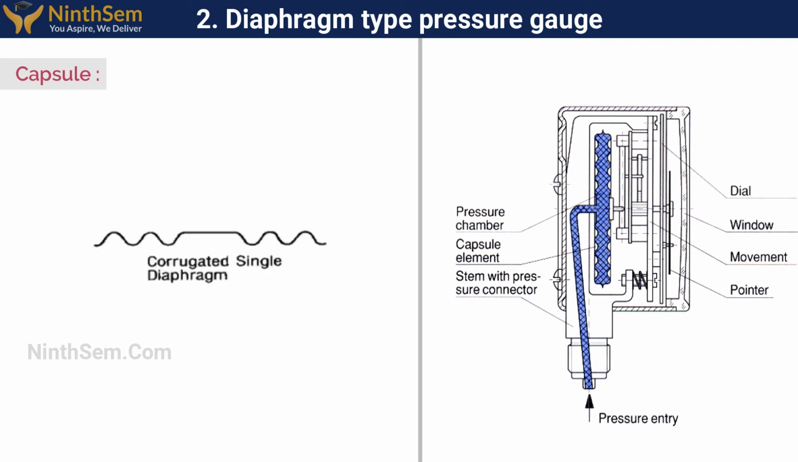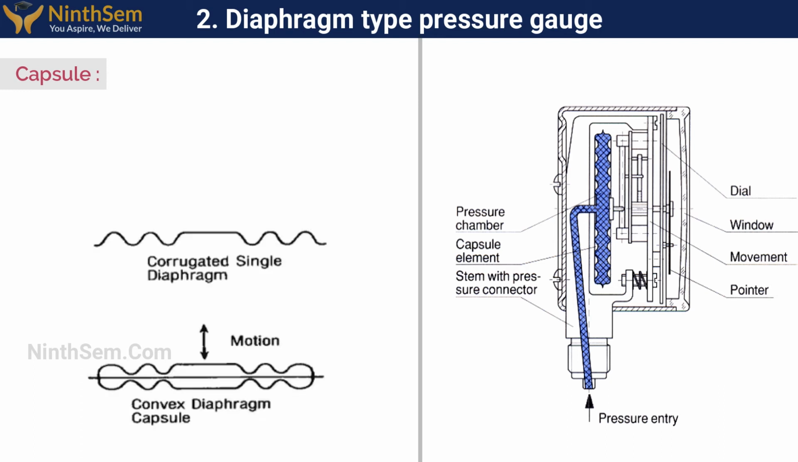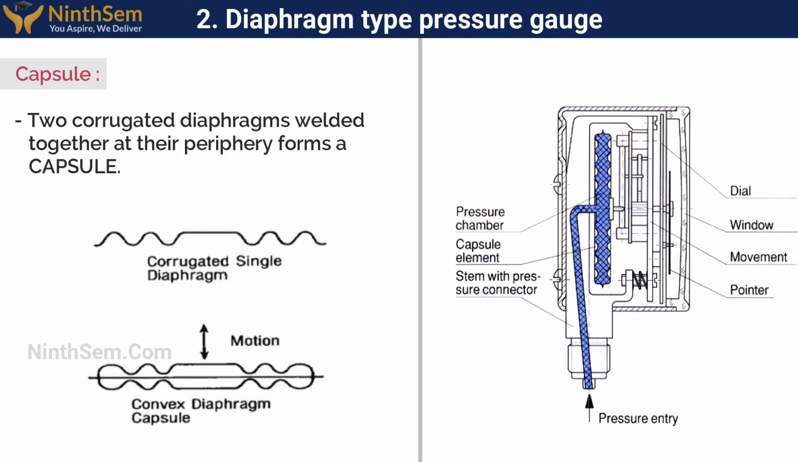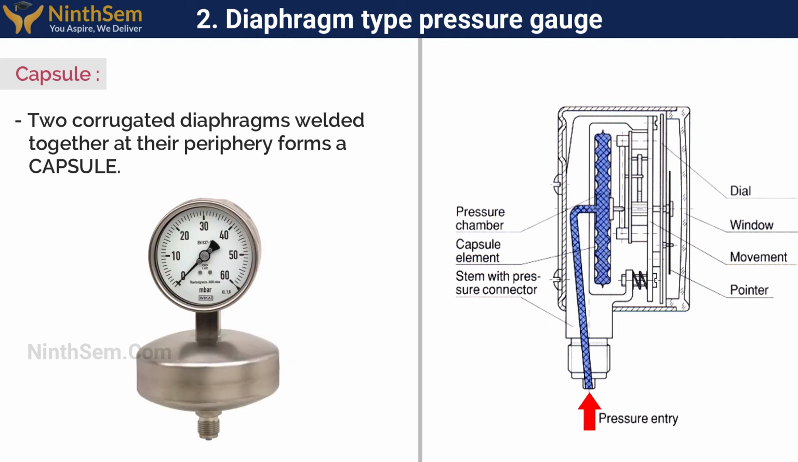What is a capsule? The diaphragm, as you know, is a single sheet. When joining two diaphragms, we form a capsule. So, two corrugated diaphragms are welded together at their periphery to form a capsule. In the figure, we can see a capsule having two diaphragms welded together. At the bottom, when pressure is applied, that pressure flows to the center of one diaphragm. The center of the other diaphragm is attached to a pointer mechanism which will move over a calibrated scale which will show the pressure.